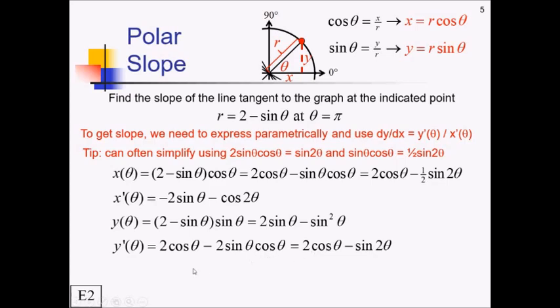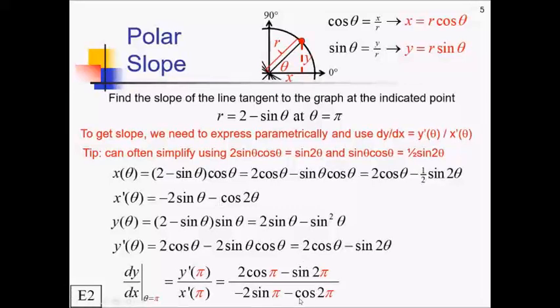Speaking of plugging things in, again, we know that dy over dx parametrically is y prime over x prime, so let's go ahead and do that. So if we're evaluating at theta equals pi, that means we're doing y prime of pi over x prime of pi. So y prime of pi, that's all this stuff right here with pi plugged in. X prime of pi was this stuff here with pi plugged in.